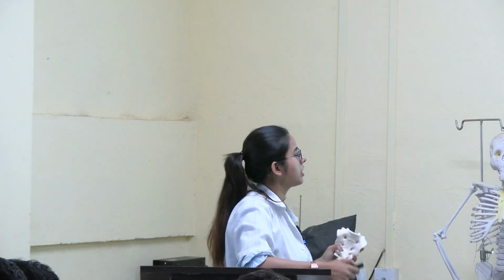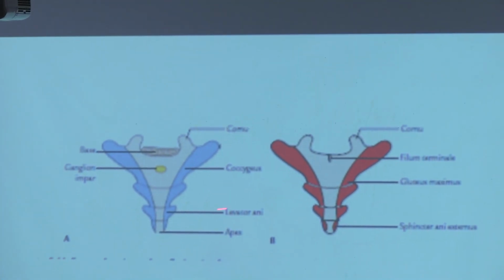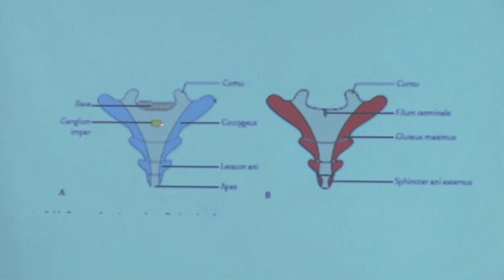Here we have the coccygeus muscle, and here we have the levator ani. This is the ganglion impar. I will tell about the ganglion impar later.